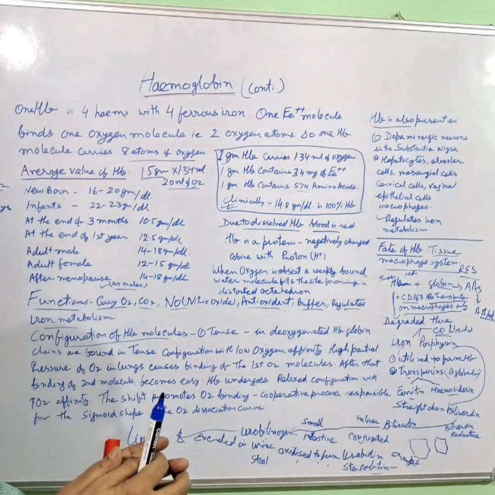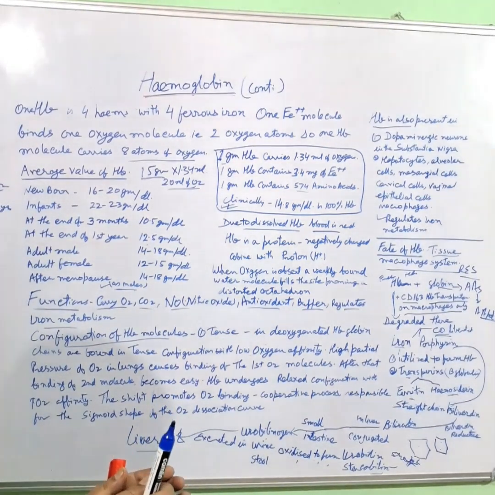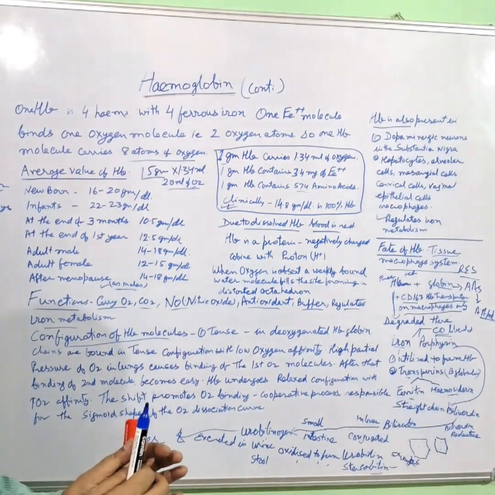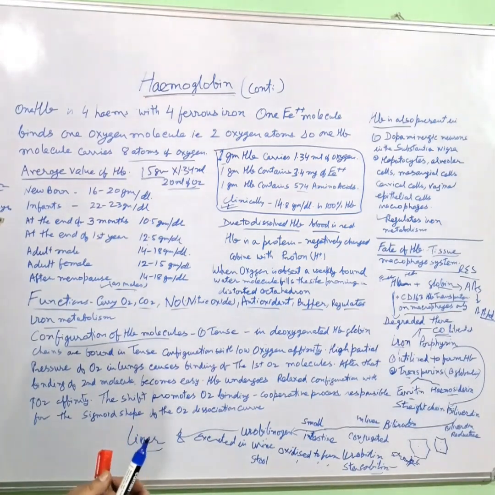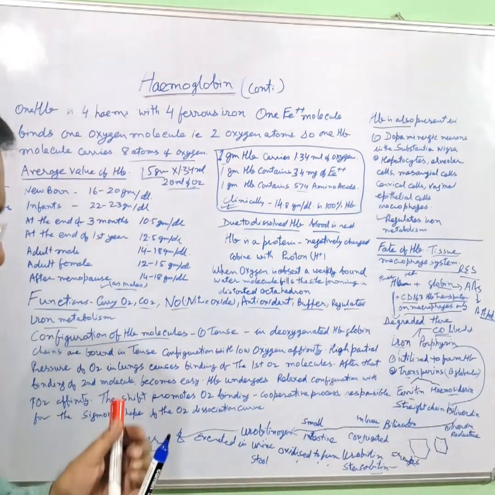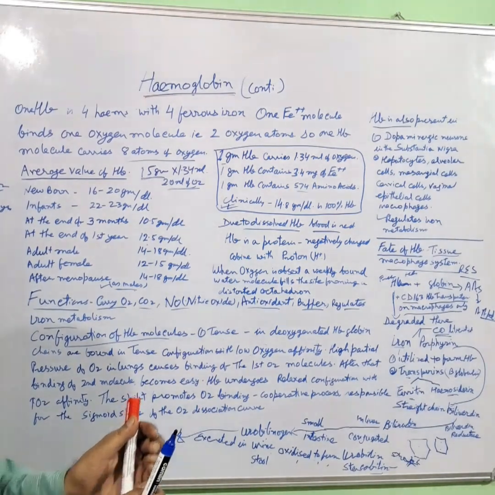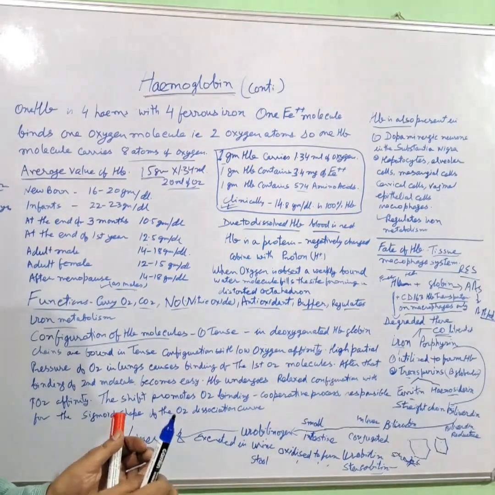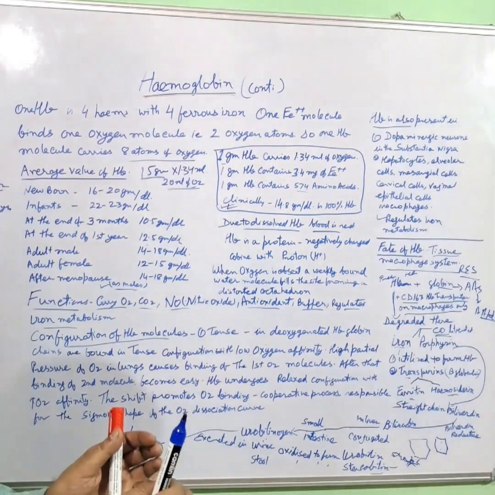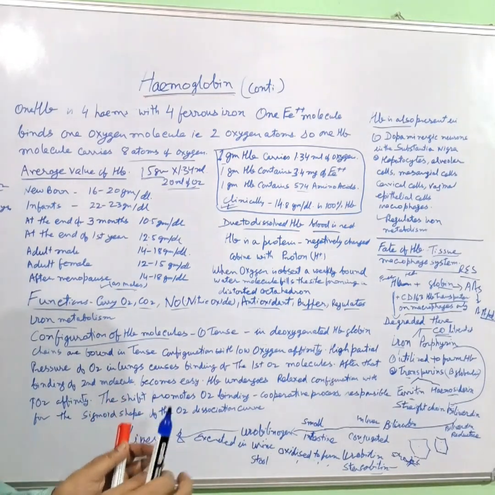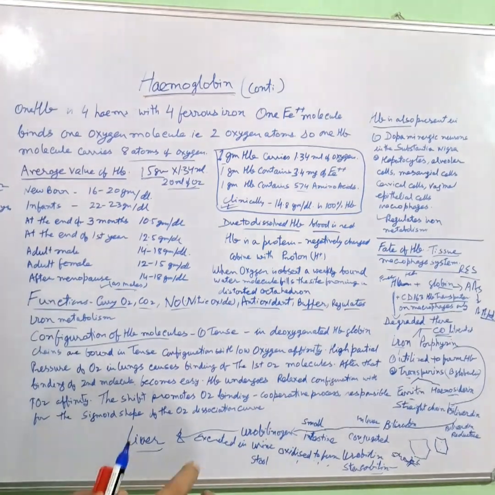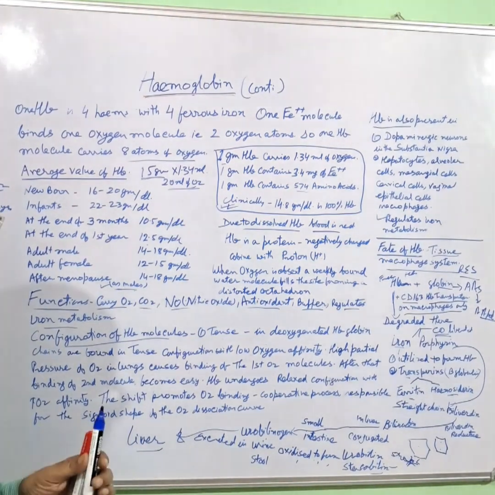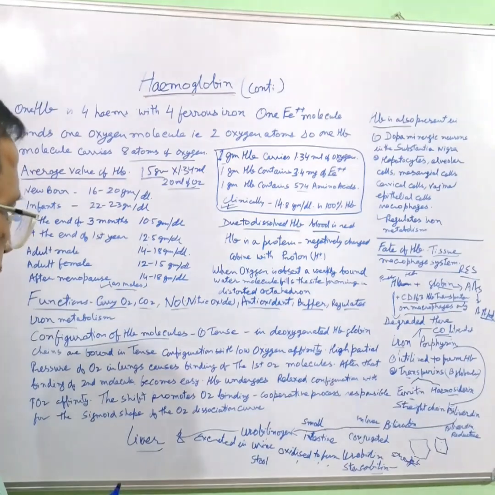After that, binding becomes slightly loose, and then the second oxygen molecule will enter, and this goes into the relaxed configuration with increased oxygen affinity. Therefore the third molecule of oxygen will enter, and the fourth oxygen will also enter with very much ease. This shift promotes oxygen binding, a cooperative process responsible for the sigmoid shape of the oxygen dissociation curve.